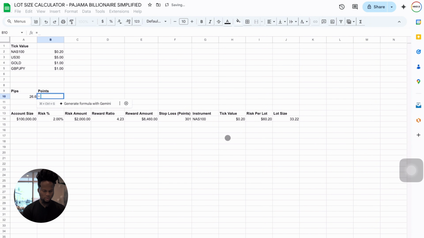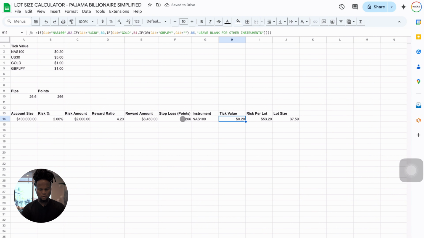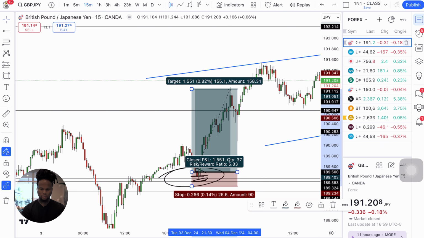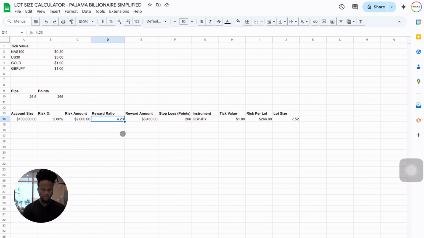6.6 pips is equal to this times 10, right? So this is going to be equal to this. Points. So stop loss in points. So GBP JPY is going to be equal to 7.52 lots, risking $2,000, right? And remember, the reward ratio is 5.83. So I would have made $11,000 while risking $2,000.